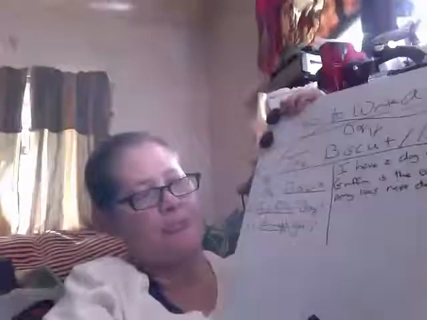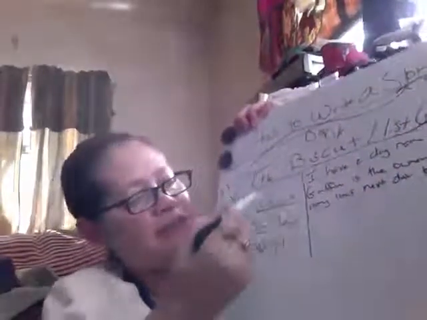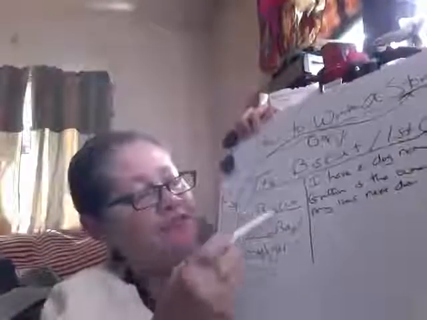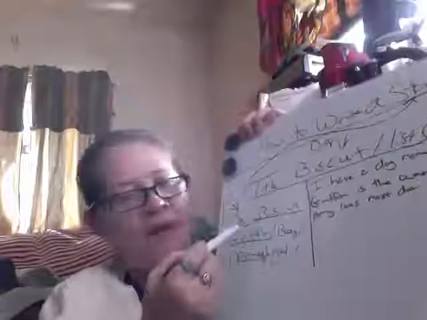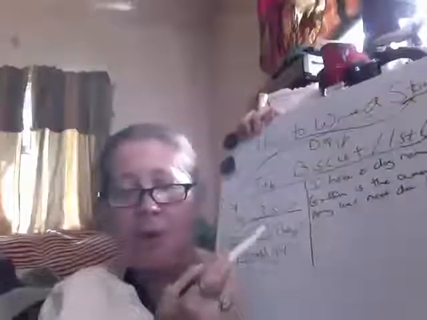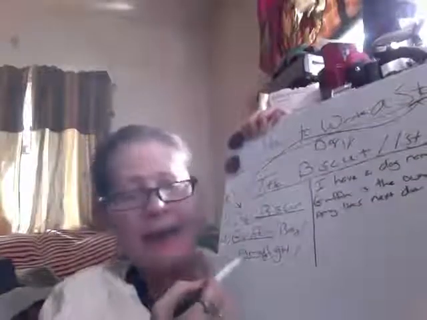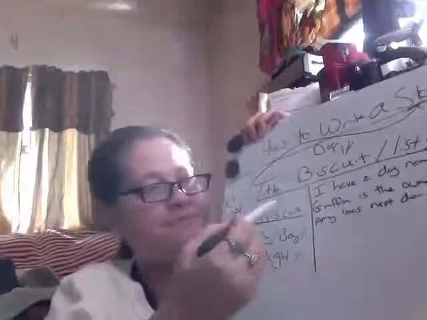Let's go ahead and show you all how to write a story. The names of the characters I've got listed here. These are the characters. Biscuit is the dog. Draw the arrow there. Griffin is the boy, one of the characters. He's the owner of this dog. Amy is the next door neighbor of Griffin.